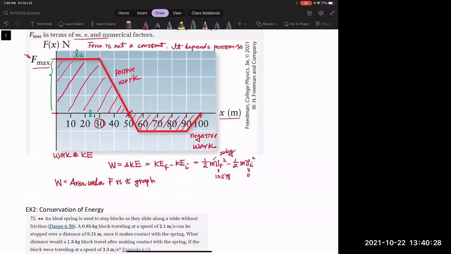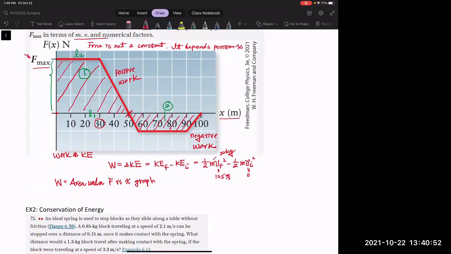Okay. So that one is related to what? That one is related to F max. So we can find this one here. Let me just write down. This one here is area 1. This one here is area 2. I add these two together, I will find out the total work.